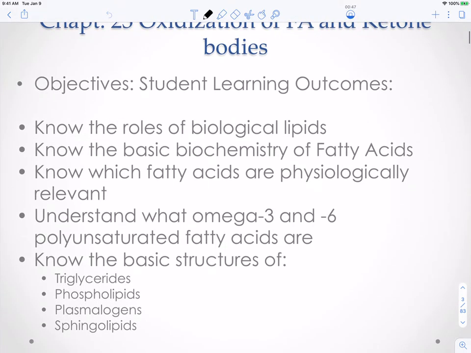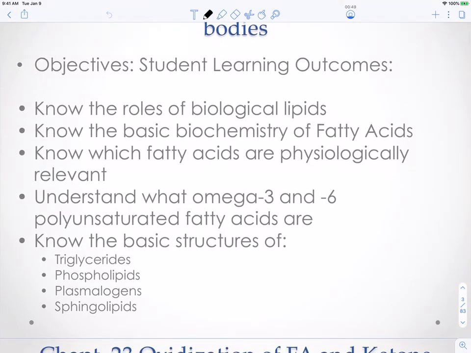Okay, so basically the objectives are listed here: to know the basics of fatty acid biochemistry, their roles in biological lipids, for example, also their roles as biologic molecules. So there are active molecules that are made out of fats, and understand the nomenclature of fatty acids, including why we call some omega-3 and omega-6.